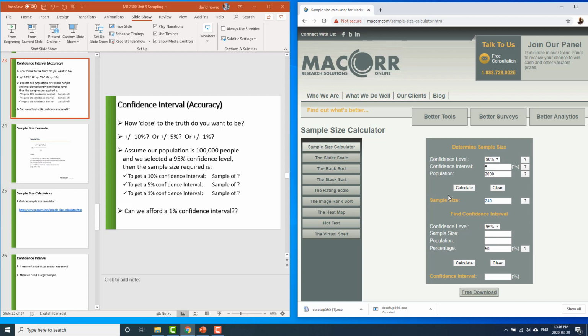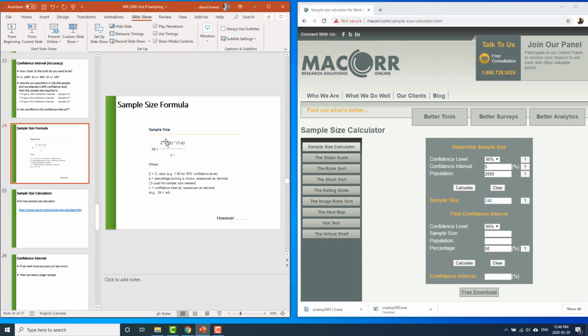How long is that going to take you? Maybe a long time, right? So you need more than one researcher. Maybe as an entire class, you could go out and collect 240 surveys. So that's that tool. Play with it and try other scenarios. Basically, this tool is running off of this formula.